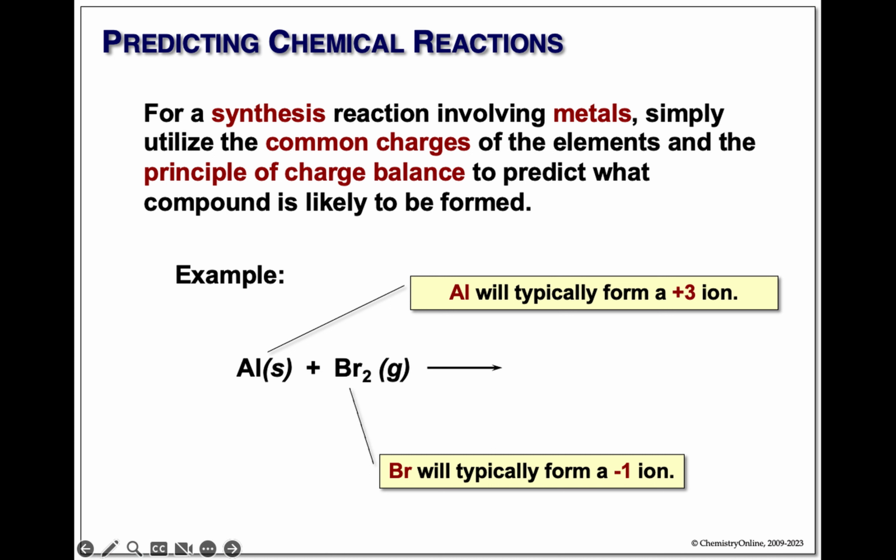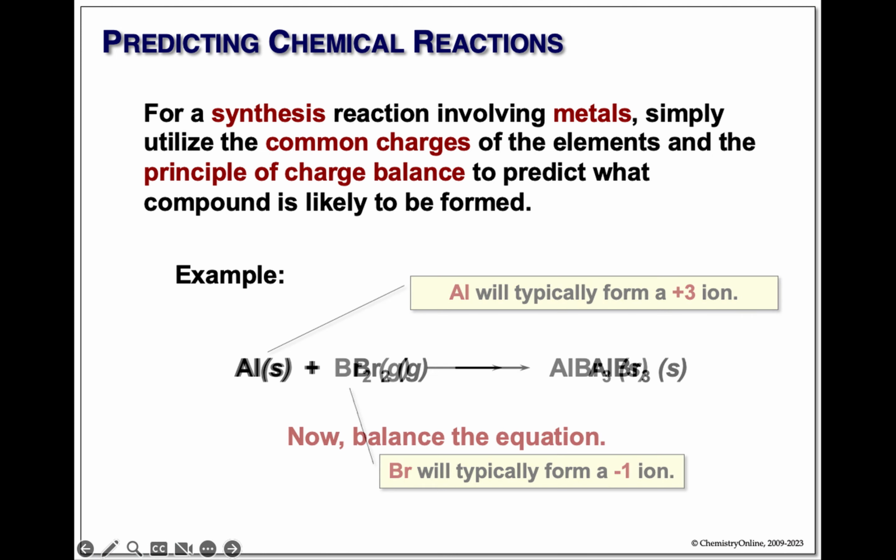What is it? Because aluminum is a metal, it will most likely form a +3 ion. It's group 3, right? Bromine is a halogen, so it's almost always going to be a -1. We need 3 bromines for every aluminum. That's our predicted product. But is the equation balanced? Well, of course not. So go ahead and balance the equation.